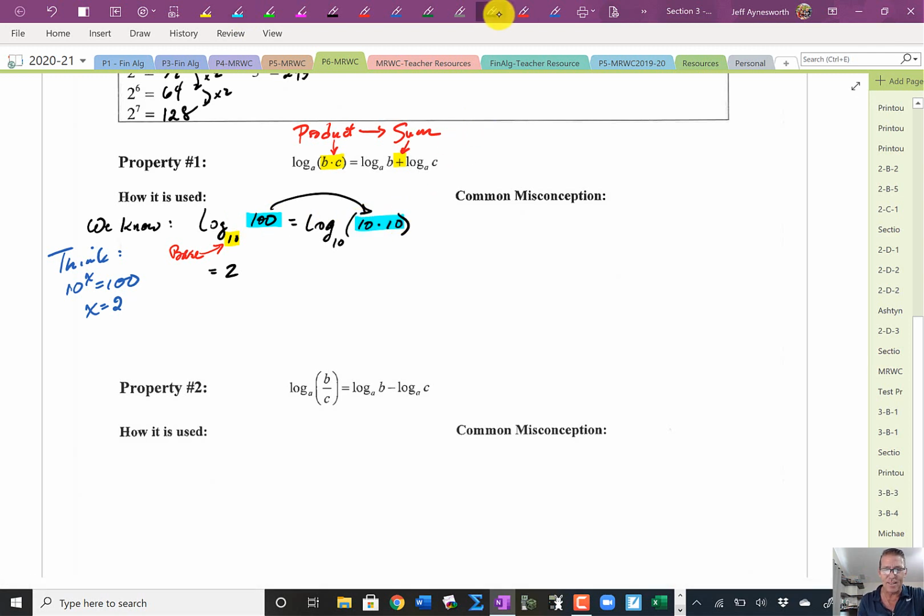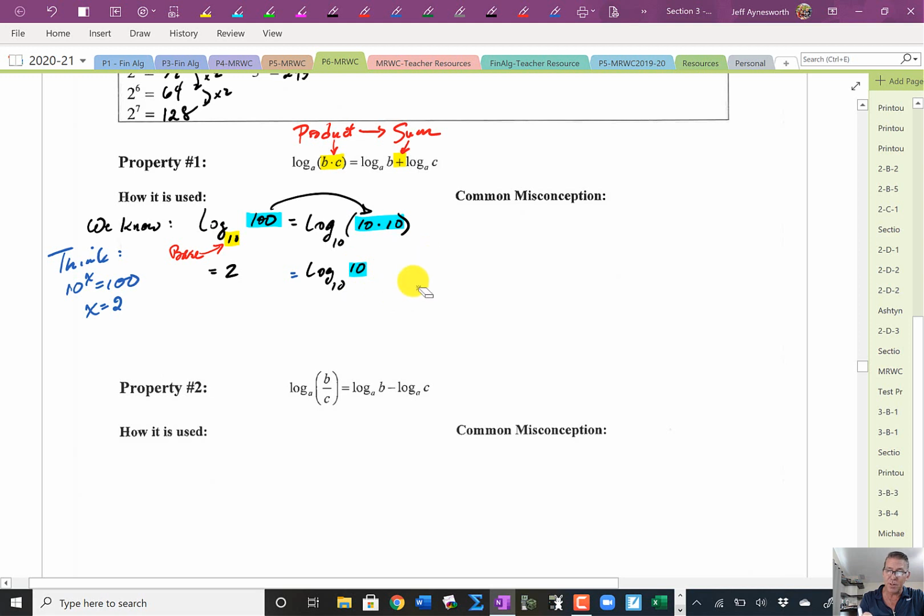So I didn't do anything fancy there. Notice that I wrote it as a product. Every log of a product can be rewritten as a sum of the two logs. So I can say this is equal to log base 10 of 10 times, I'm going to notice the multiplication symbol here, log base 10 of 10. Notice that I split the log into, excuse me, what did I just do?